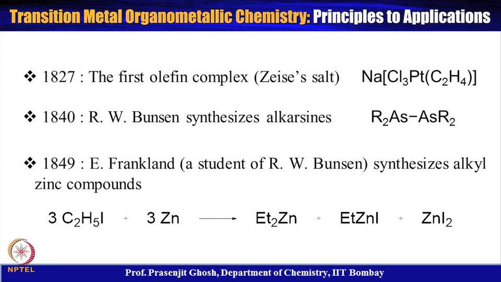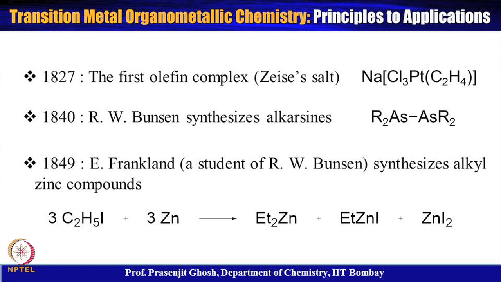The metal interacts with ligands in various ways, and this is a representative compound which has led to the development of a lot of theory in how a gas, or an olefin in the form of a gaseous molecule, binds to a metal like platinum. Subsequent to this, in 1840, R.W. Bunsen synthesized dialkyl diarsane, R2As-AsR2. Then in 1849, E. Frankland, a student of Bunsen, synthesized alkyl zinc.